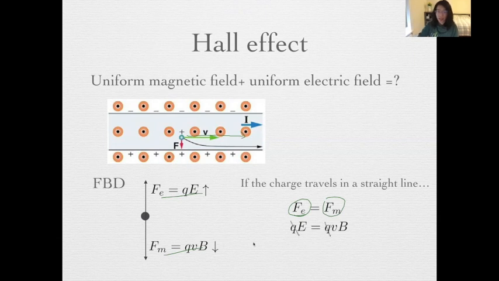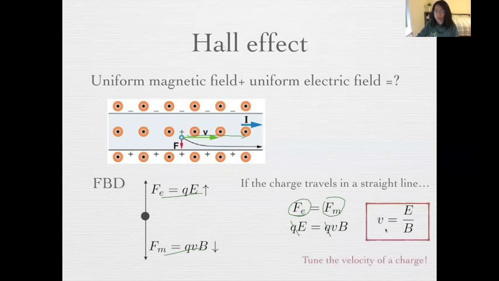And then I can move this B over to the left, then I get a speed equals to E over B. So you see, what's the speed? This is how you can control the speed of the ion.